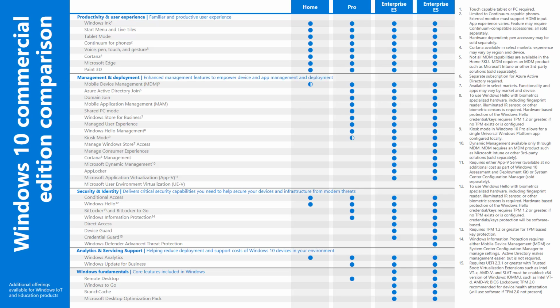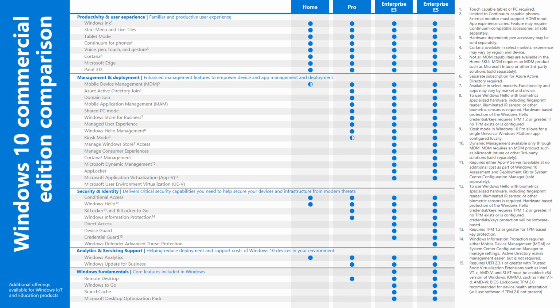What I'm planning on doing next month is starting to drill into more detail around what you get when you start looking at the Enterprise E3 or Enterprise E5 elements, because that's where you start seeing some different changes, things that are very different to what we've seen in the past with earlier versions of Windows. So let's take a look now at Home versus Pro.